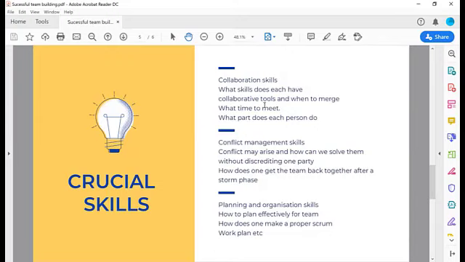So conflict may arise, and how do you solve it? How do you solve conflict? For me, I didn't have any kind of conflict because we are all in touch. If you get proper communication, conflict is easily solvable.